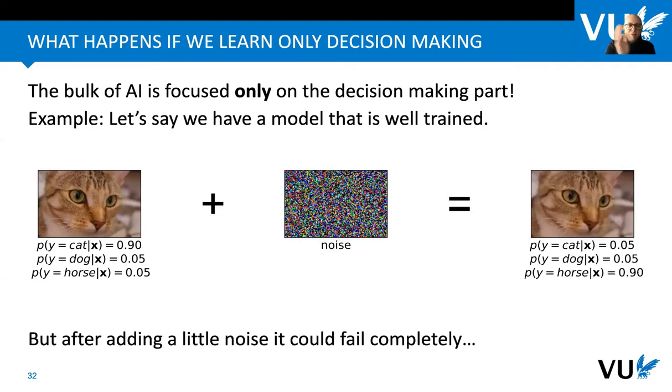The problem is that when we add some noise, it could be an adversarial attack, but sometimes even white noise, our model can end up giving a completely wrong answer. Instead of saying that this is a cat, it can tell us that this is a dog or a horse. And why is it so?